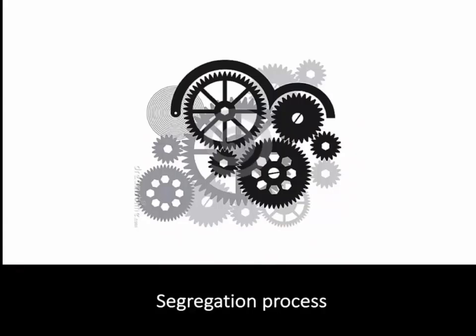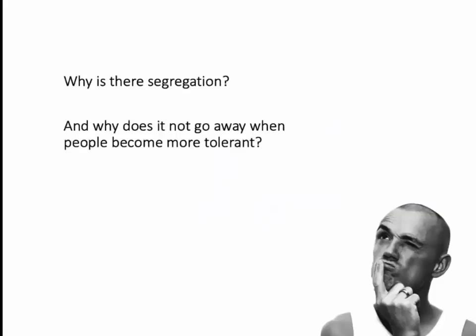So what do we take from this? Even 50, 60 years later, even though tolerance levels increased and people are more happy to live in diverse worlds, as soon as you take that bus out, it falls back. So what is going on? Why is there segregation, and why does it not go away when people become more tolerant? Or actually now you could also ask the question, why does it come back as soon as you take those buses out?